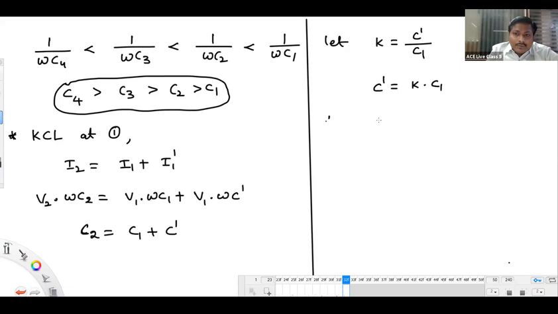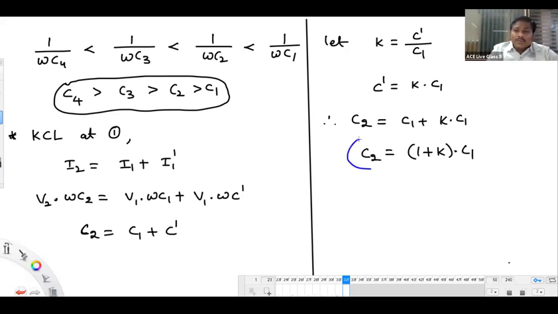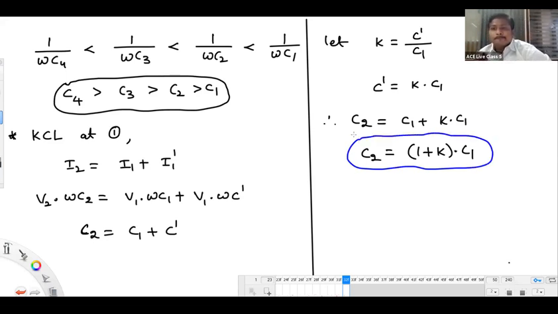Therefore, you can get C2 equals C1 plus K into C1. You can take C1 common: 1 plus K into C1. This is C2. The second disk capacitance is equal to 1 plus K into C1. All of you getting it?